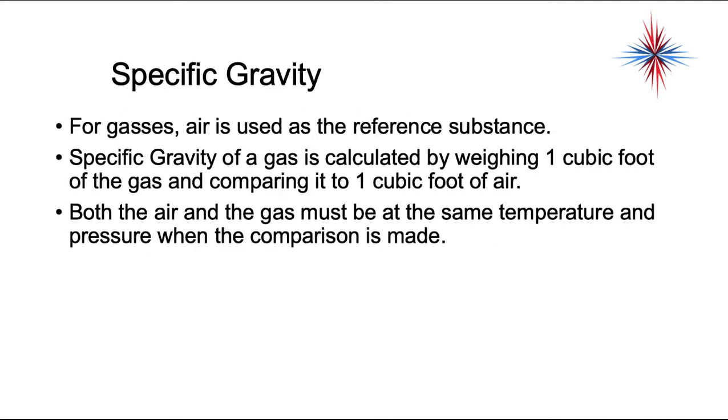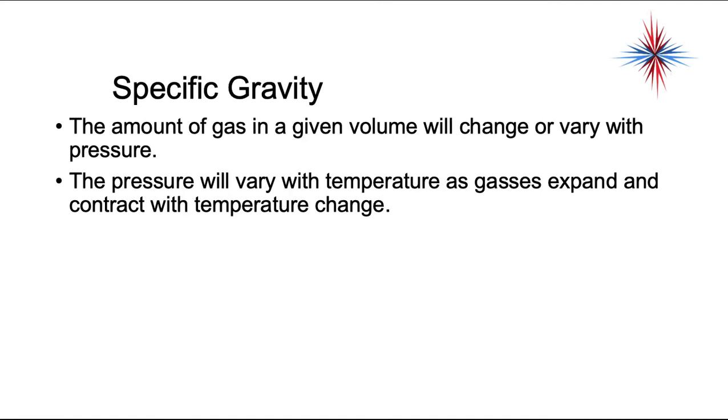For gases, air is used as the reference substance. Specific gravity of a gas is calculated by weighing 1 cubic foot of the gas and comparing it to 1 cubic foot of the air. Both the air and the gas must be at the same temperature and pressure when this comparison is made. That is extremely important. They have to be at the same temperature and same pressure. And this is done in a laboratory environment. The amount of gas in a given volume will change or vary with pressure. There's a temperature-pressure relationship. The pressure will vary with temperature as gases expand and contract with temperature changes.